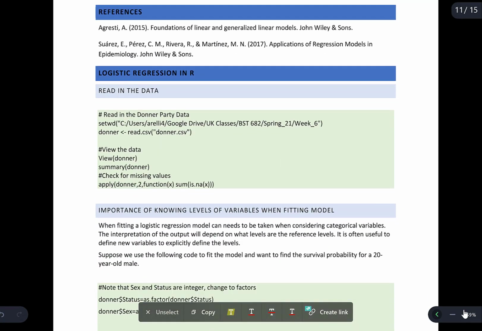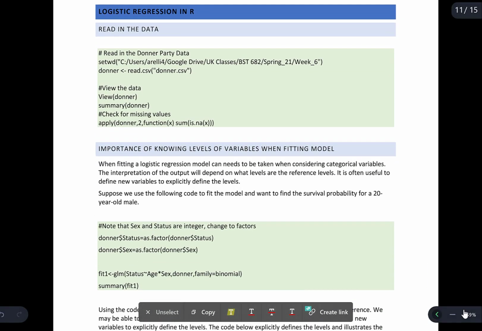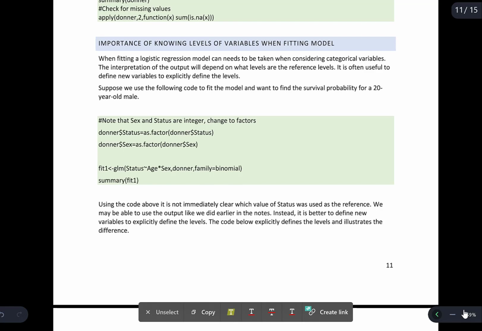All right, so the last piece of the notes here, these are what I was talking about, the R code and the SAS code. I'm going to let you look through these on your own. You should be able to run those without issue. But the big thing that you're going to notice in each of these, for both R and SAS, is I talk about how it's important to know the levels of the variables when fitting the model.